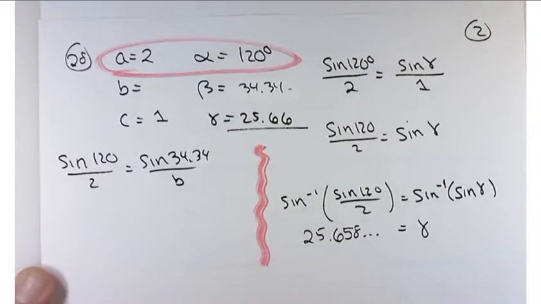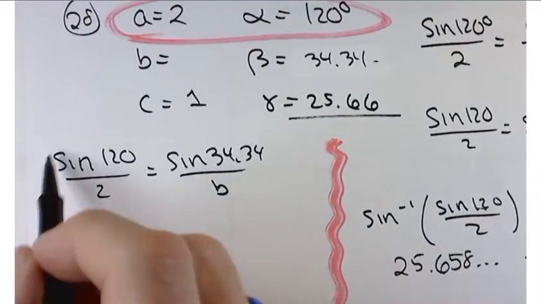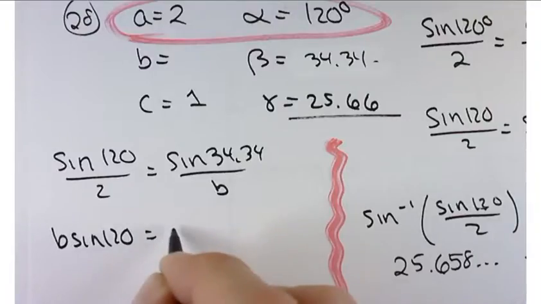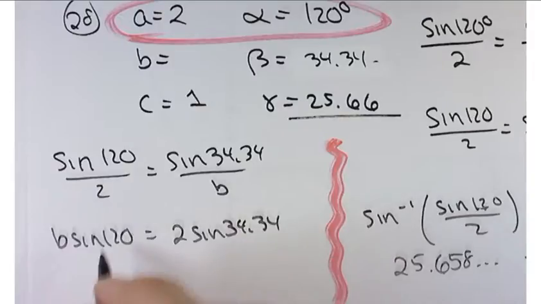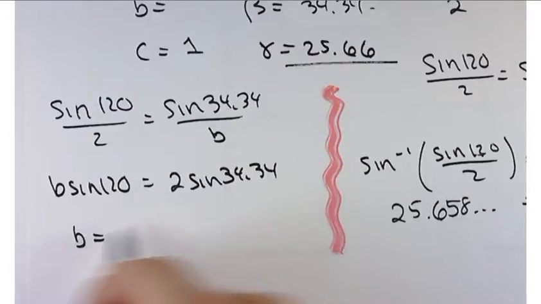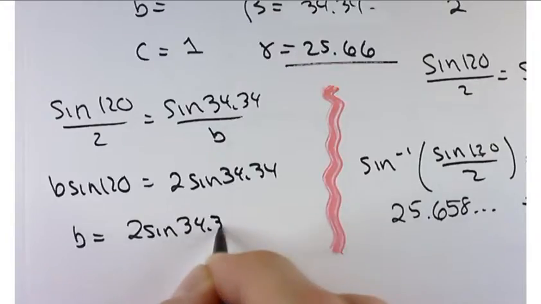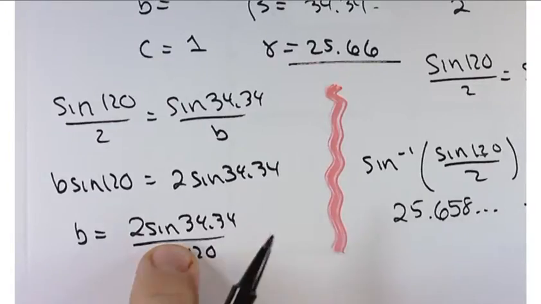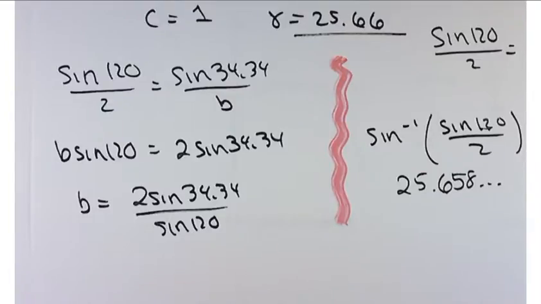So let me start hastening this process. When you cross-multiply, I'm going to get B times the sine of 120 equals 2 times the sine of 34.34. Divide both sides by sine of 120. So, again, this is just a numerical calculation. Let's crank that out on our calculators.